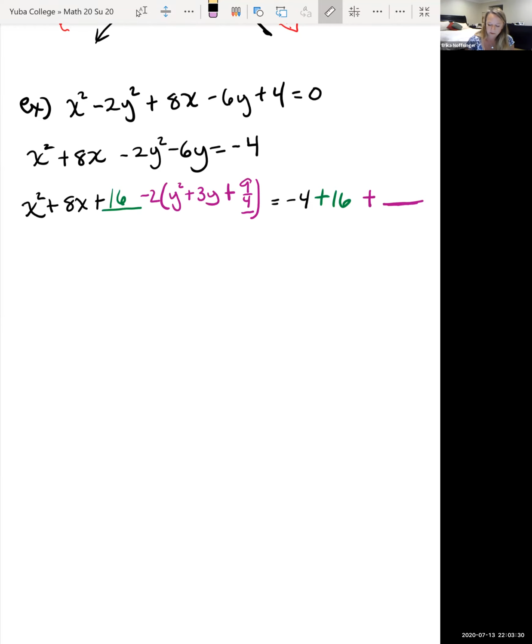Okay, so I need to be careful because this is really negative 2 times 9/4. That's really what I added on this side of the equation. I can reduce this a little bit. 2 goes into 4 twice. So I really added negative 9/2 on this side of the equation. So I really need to do the same thing over here to make it equivalent. Add negative 9/2.